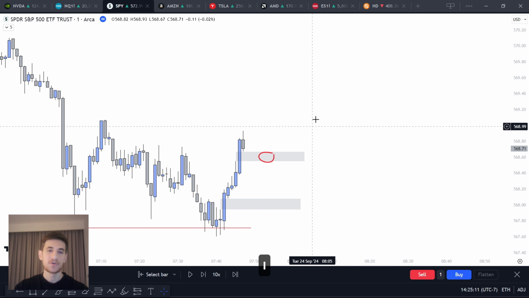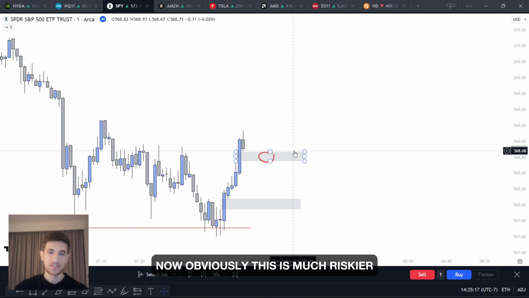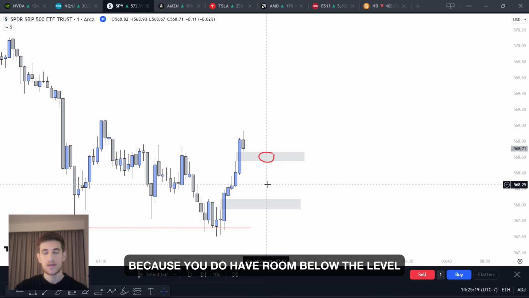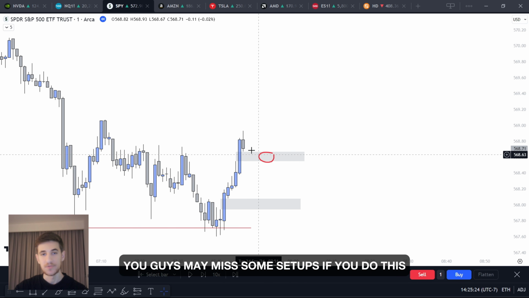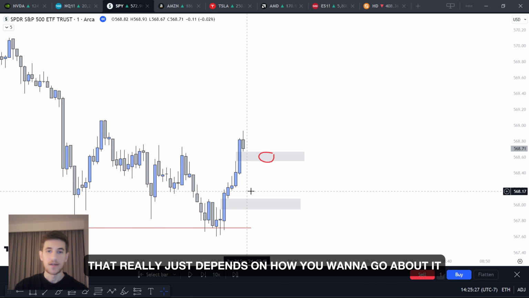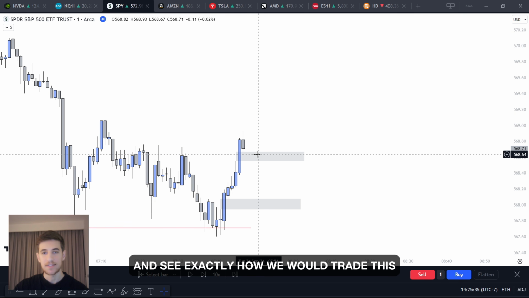So sometimes I personally take the one that is the last of the trend. Now, obviously, this is much riskier because you do have room below the level. But again, like I said, that is a personal preference. You guys may miss some setups if you do this, but that really just depends on how you want to go about it. So now let's see how this setup plays out and see exactly how we would trade this.